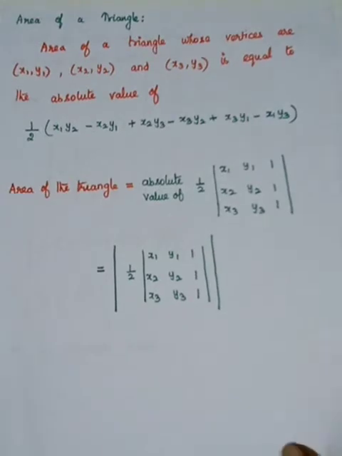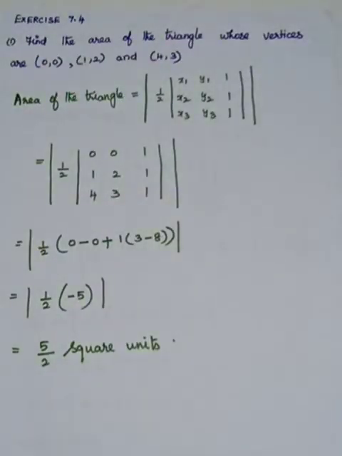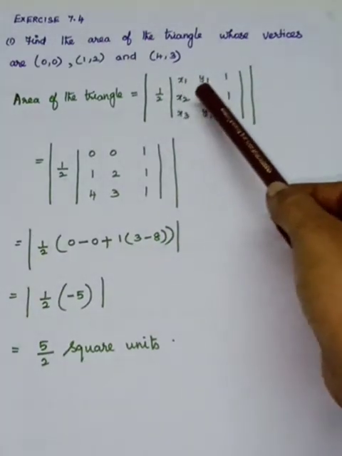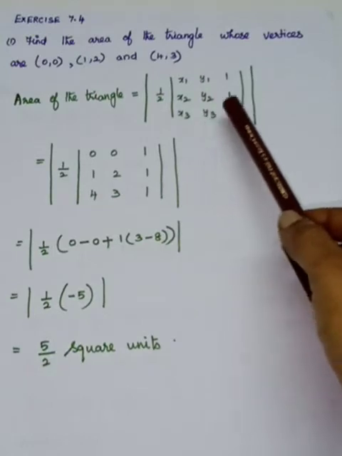So next we are moving to exercise 7.4, the first problem. Find the area of the triangle whose vertices are 0, 0, 1, 2 and 4, 3. So what is asked? Area of the triangle. So how many vertices? 3 vertices are given. So therefore you have to write the formula. The formula is modulus of half into determinant x1, y1, 1, x2, y2, 1, x3, y3, 1.